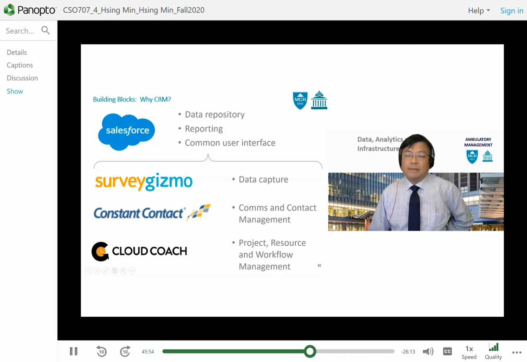Now, what we have hung onto this infrastructure of Salesforce is a survey. Gizmo is a survey tool where we're using it for data capture. We have Constant Contact for communications generation and for contact management and risk management. And we have Cloud Coach for project and resource management and for workflow management. And the idea is to have it all within one interface.